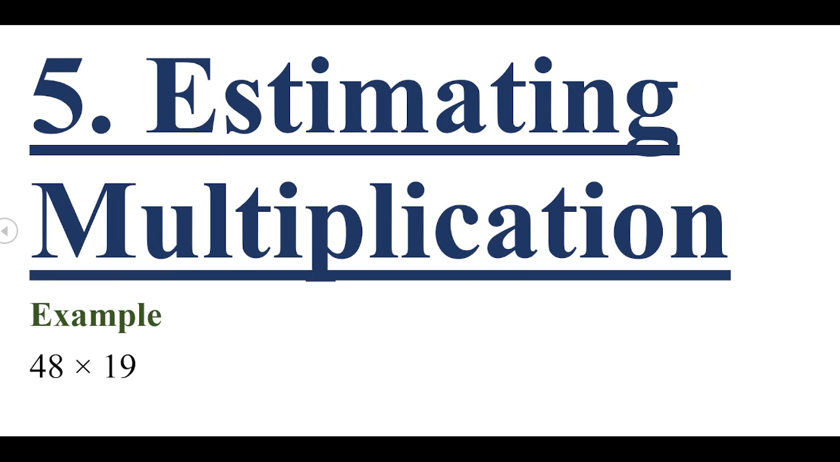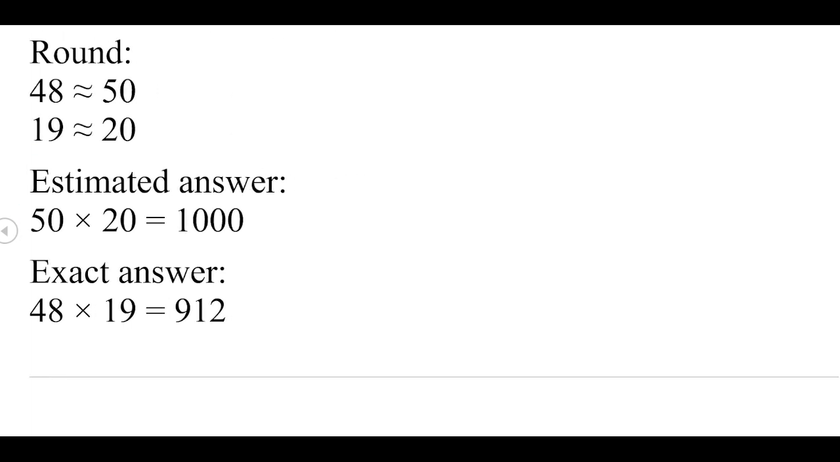Estimating multiplication. For example, 48 multiplied by 19. So we can round both numbers. 48 is approximately 50 and 19 is approximately 20. Multiply 50 multiplied by 20. The answer is 1000. The estimated answer is 1000 while the exact answer is 912.